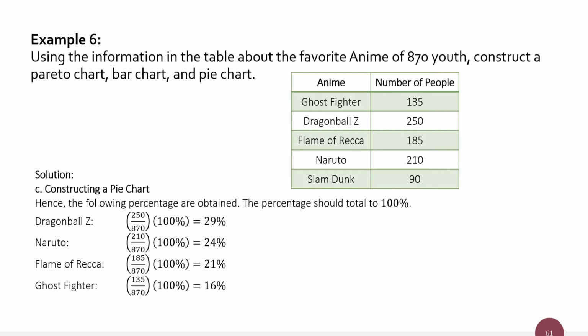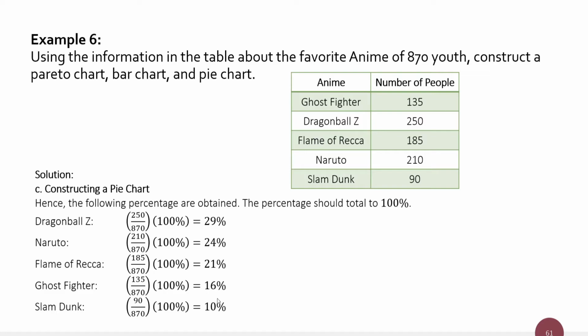Ang Ghost Fighter is 135 na frequency divided by 870 times 100% is 16%. And last, yung ating Slam Dunk na 90 ang frequency divided by 870 times 100% is 10%. So, ang total dapat ng lahat ng ito is 100%.